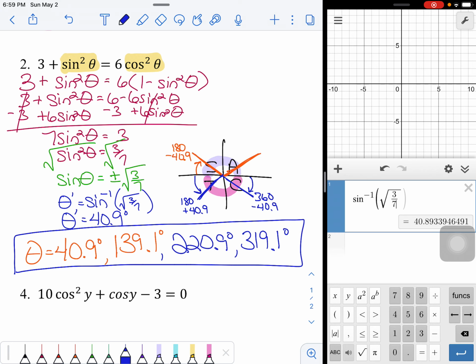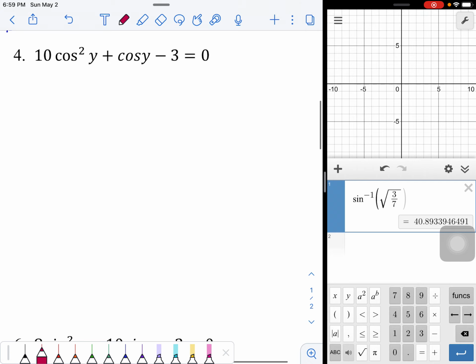All right, so that's number 2. Let's go ahead and slide on down to number 4 here. Now, the nice part about number 4 is everything is in terms of a single trig function, right? We have cosine squared y and a cosine y, so we don't have to worry about doing any translations. What we do need to worry about is factoring this thing.